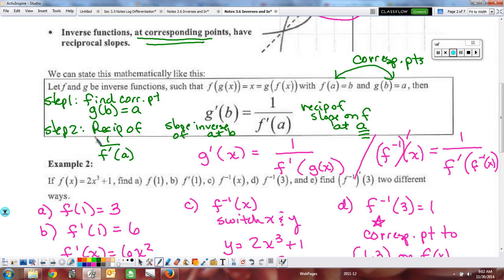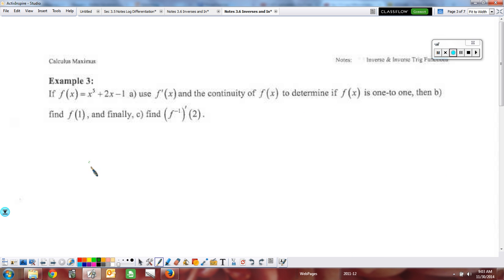So I want to find the slope on the inverse at B. I have to do the reciprocal of the slope on the original at the corresponding point. So you find a corresponding point, and then use the original to do the problem. Right? Let's look at another example. All right, so now we have x to the 5th plus 2x minus 1, and that's f of x.